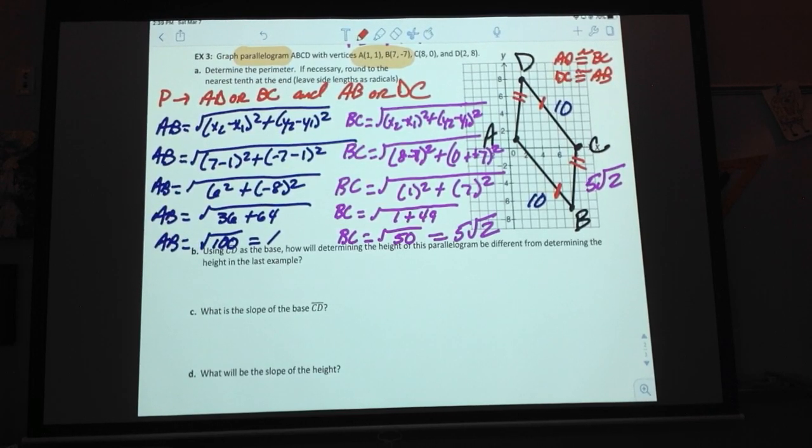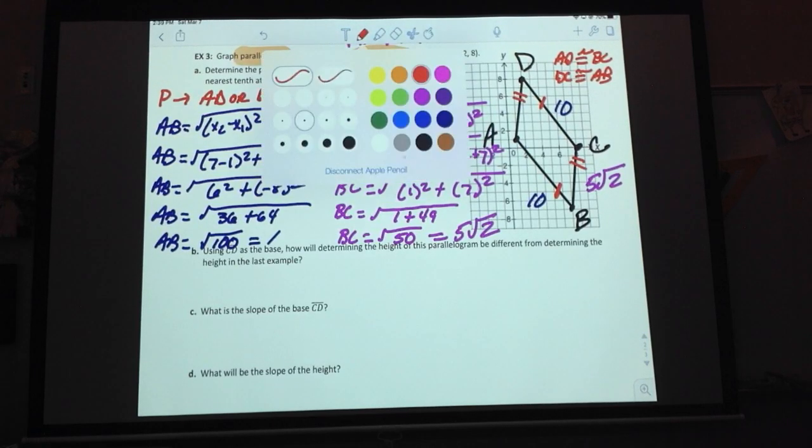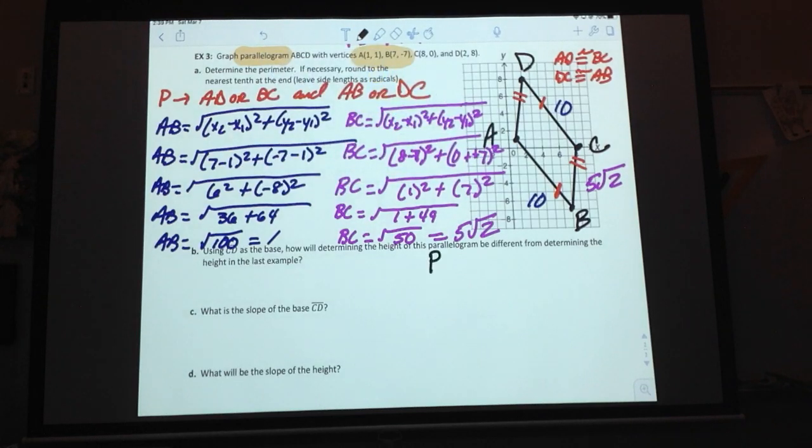All right, so what next? It said determine the perimeter. So I got to find the perimeter. Here we go. Let's do it in black. So the perimeter of that, and I didn't leave myself much space, but I can just do it. Add both tens.